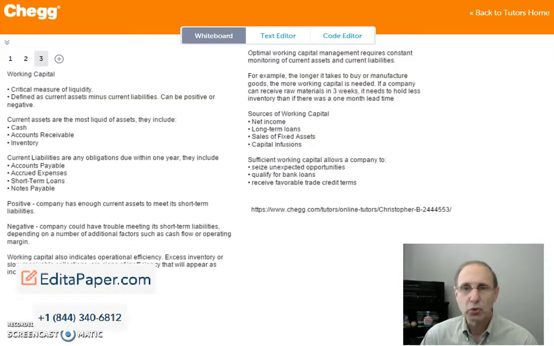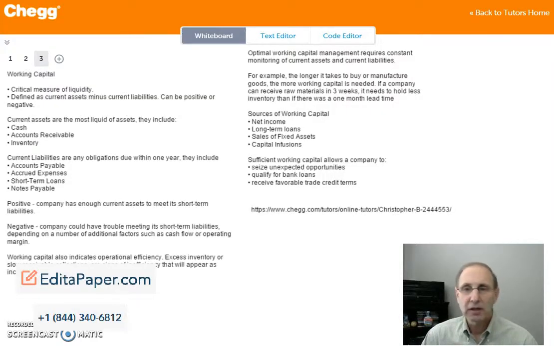So what are the sources of working capital? Well, net income, proceeds from long-term loans, sales of fixed assets, as well as capital infusions from stockholders. What a sufficient amount of working capital allows a company to do is maybe seize on unexpected business opportunities, perhaps an acquisition or some type of equipment purchase.